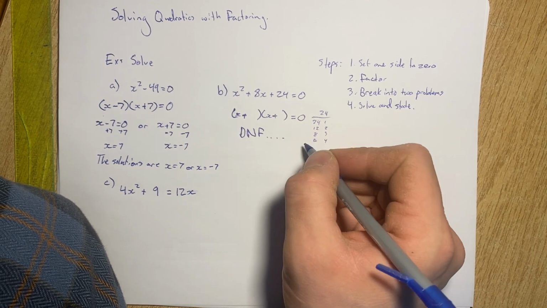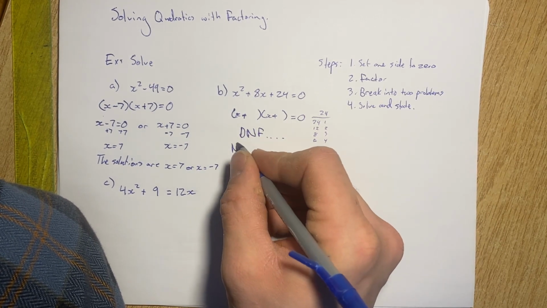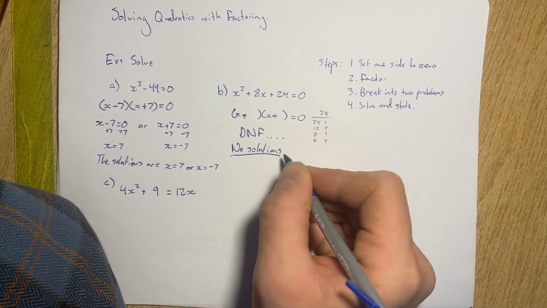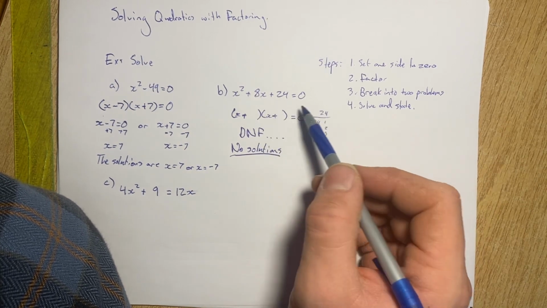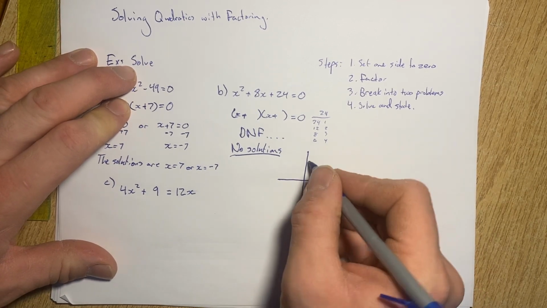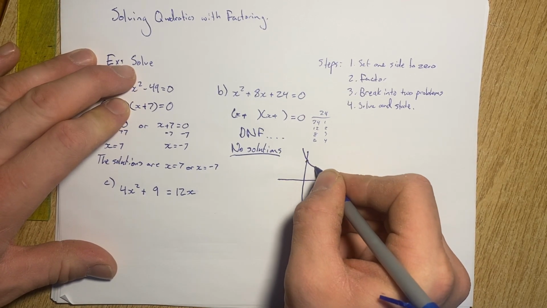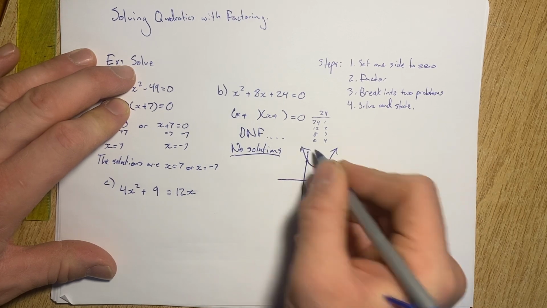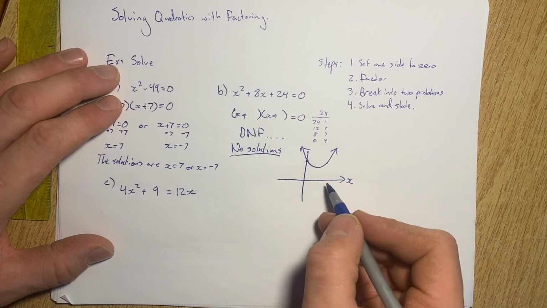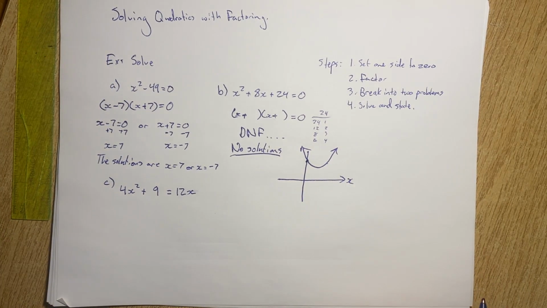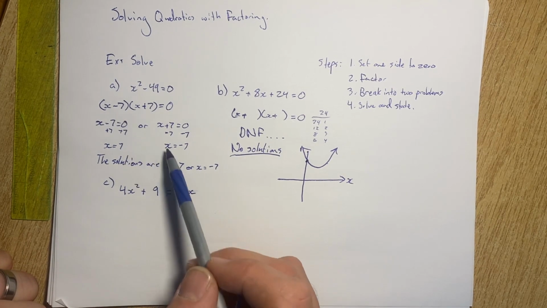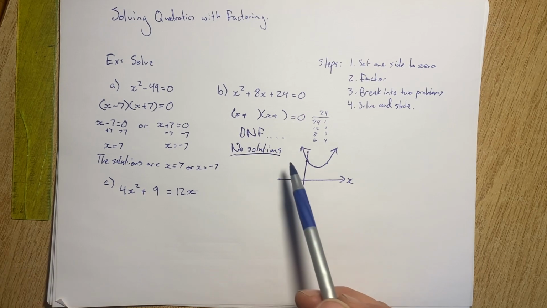Well, if it does not factor, then that might mean there's no solutions. And the reason why there's no solutions for this quadratic is because it actually looks a lot like this. So it goes down and back up, but it never actually crosses the x-axis here. So this is my quadratic, here's the x-axis. My solutions happen when it crosses, but this one, it doesn't cross. So we're not going to have any solutions for this particular one. So here we had two different solutions, and here we have no solutions.